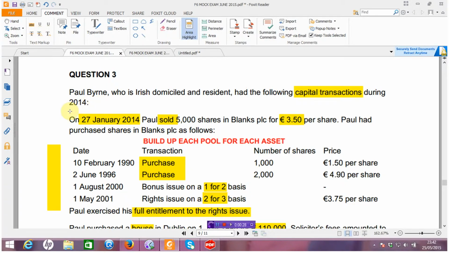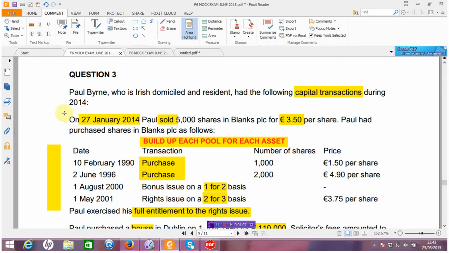First part of the question relates to a set of shares in Planks PLC. What we should try to remember in relation to the matching rules for shares is that for an individual, any time that a purchase is made, that purchase will have its own pool. So in effect, what we need to do with this first asset is build up two pools for two separate purchases. And I think that's the problem for students, particularly when you build in bonus and rights issue.